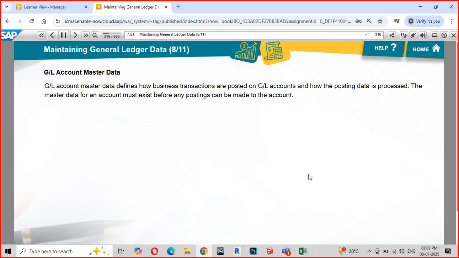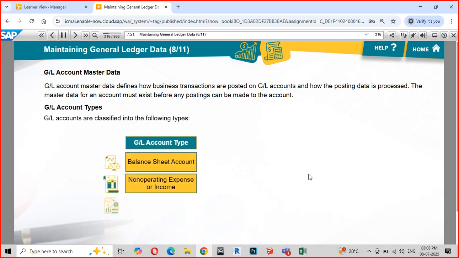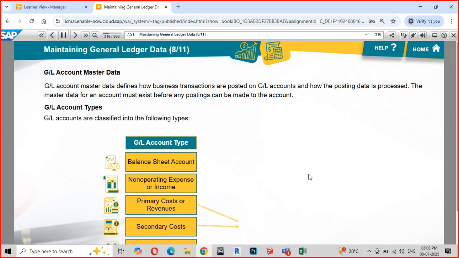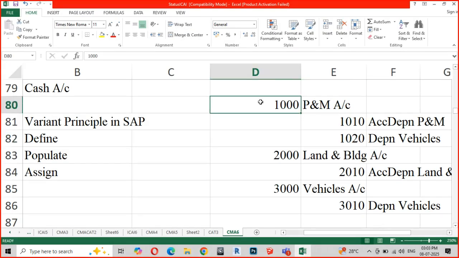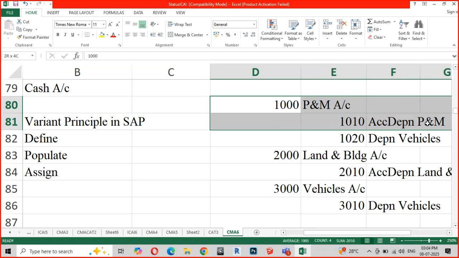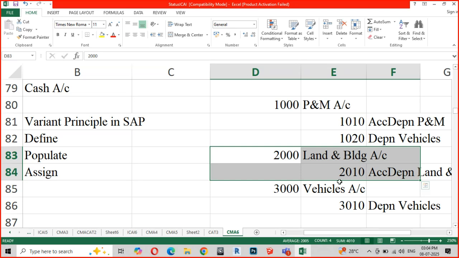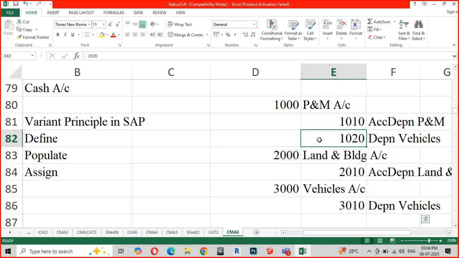GL account master data defines how business transactions are posted. So the first and foremost bifurcation: when I took you to the Excel sheet, these two are balance sheet accounts. This is your P&L account.